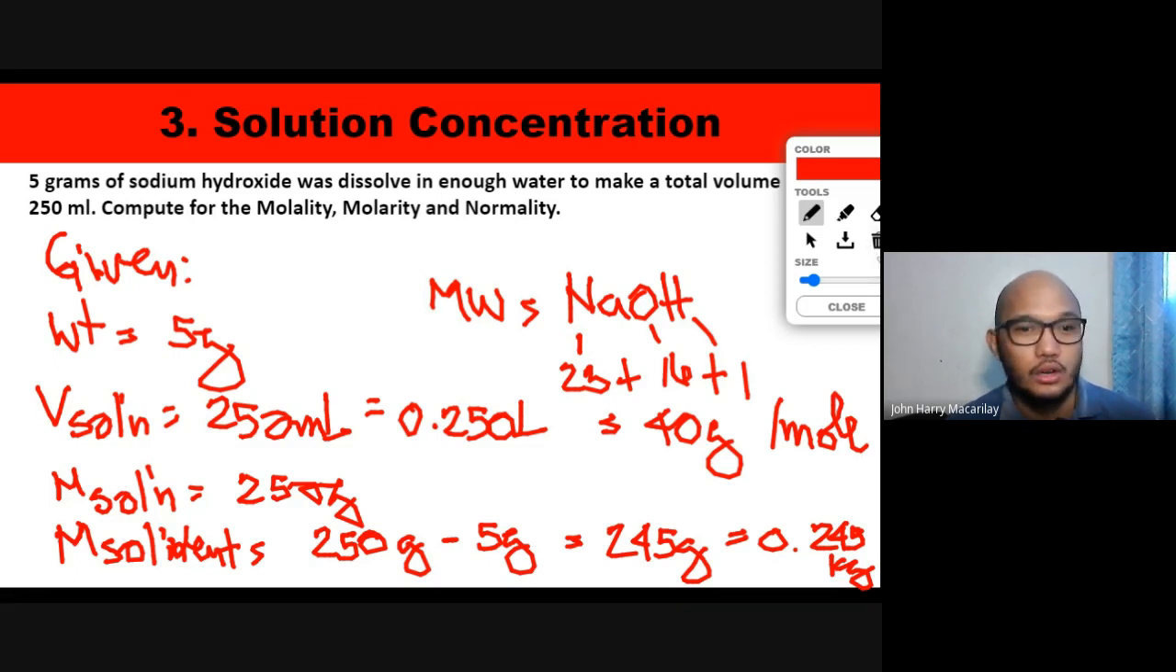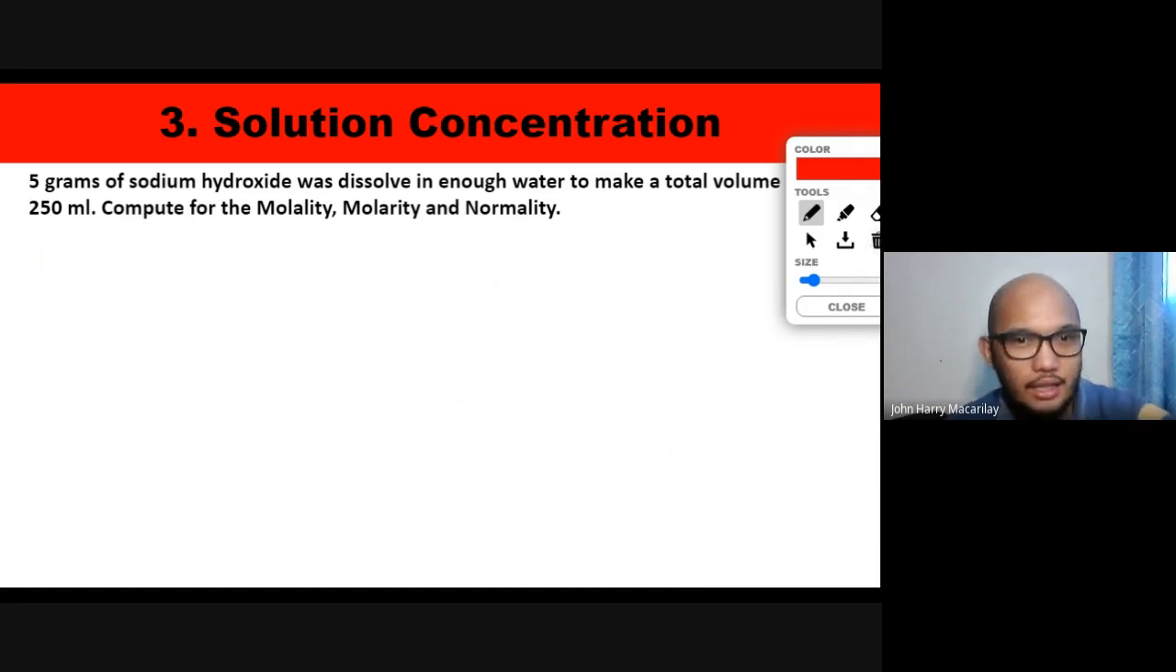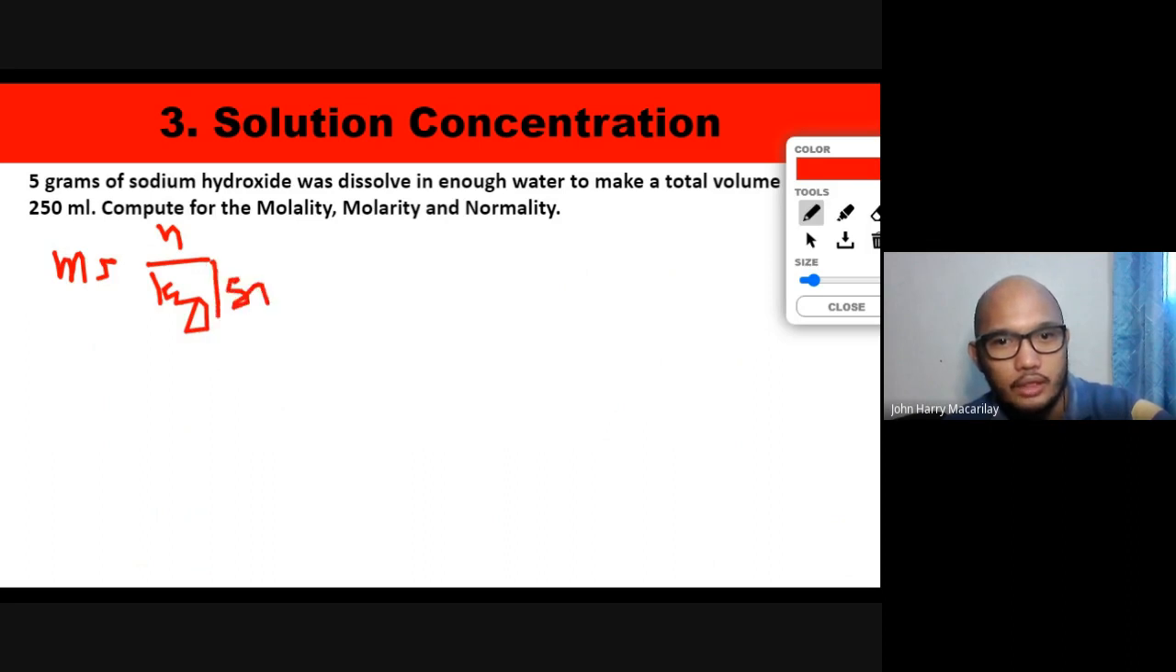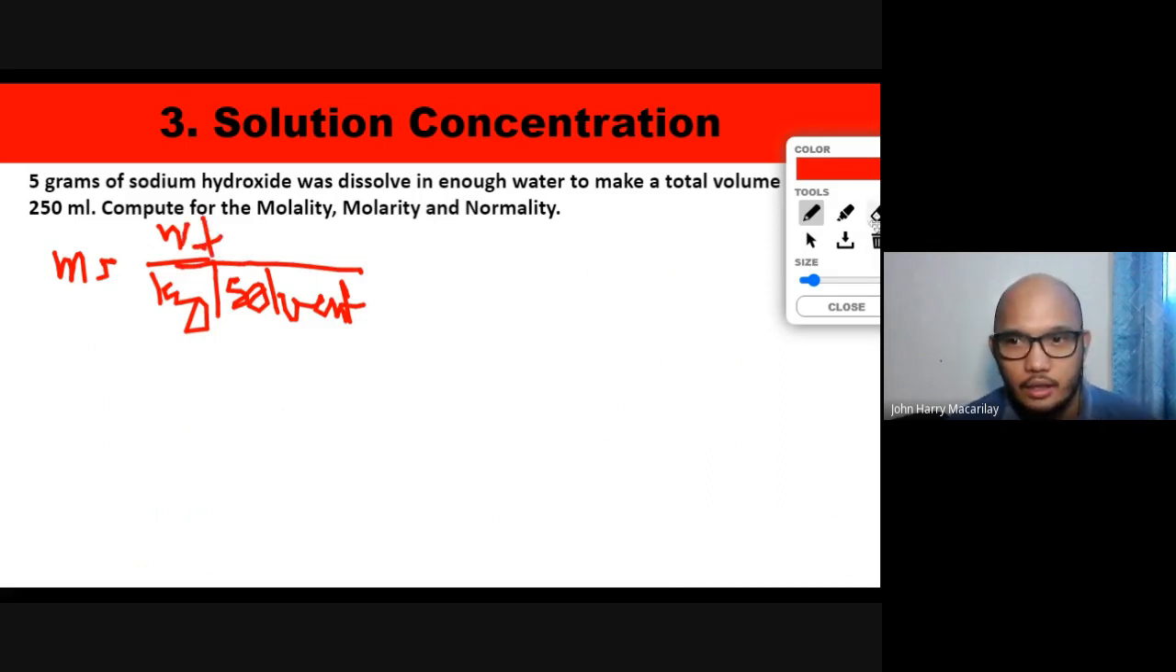So let's determine the molality first. So for molality, what is our formula? Small letter n over kilogram of solvent. So weight, sorry, this should be n.